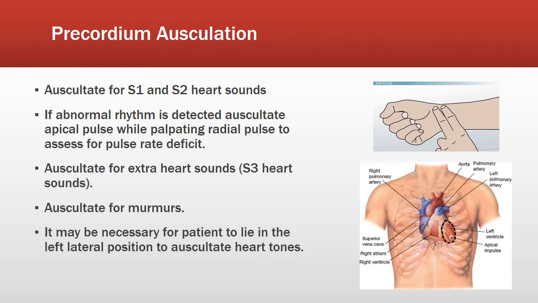During precordium auscultation, you want to auscultate for S1 and S2 heart sounds. If an abnormal rhythm is detected, auscultate the apical pulse while palpating the radial pulse to assess for pulse rate deficit. You want to also auscultate for extra heart sounds. You want to auscultate for murmurs. It may be necessary for the patient to lie on the left lateral position in order to auscultate heart tones.